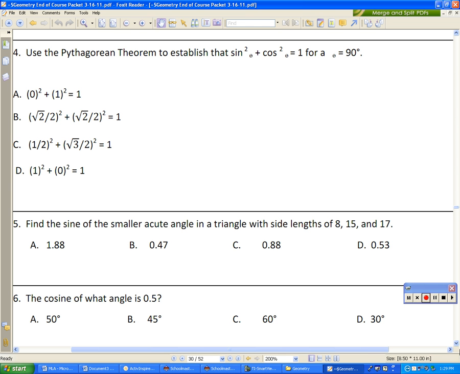So then, oh, there's more. Okay, use the Pythagorean theorem to establish that sine squared plus cosine squared equals 1 for an angle measure of 90 degrees. What's the sine of 90 degrees?